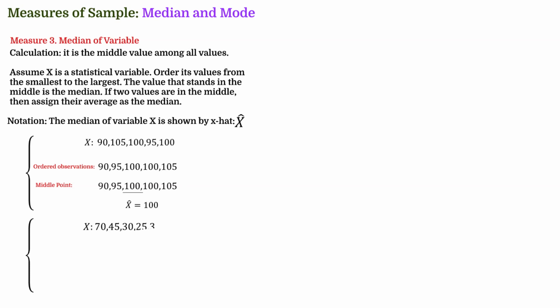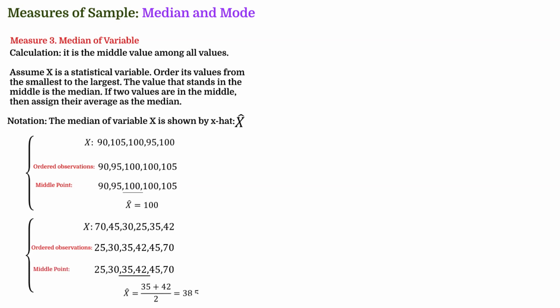Here's another example. X has values 70, 45, 30, 25, 35, and 42. If we order the values, the ordered values will be 25, 30, 35, 42, 45, and 70. We have actually two middle points, two before and two after that. So the average of 35 and 42 will be the median, which is 38.4.